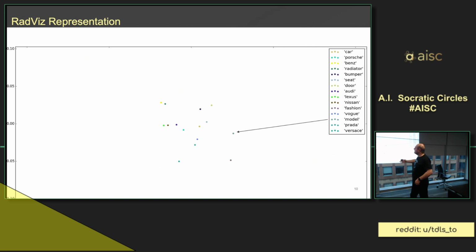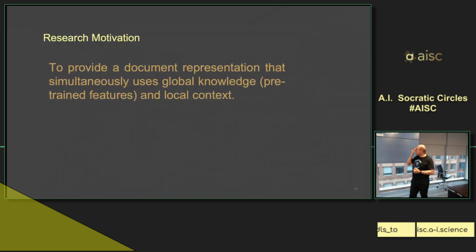It was actually our main motivation to solve this problem and to generate better word representations, to represent the document by those word vectors for the task of classification. And the main motivation was to provide a document representation that simultaneously uses the global knowledge, which comes from the pre-trained features, and the local context.